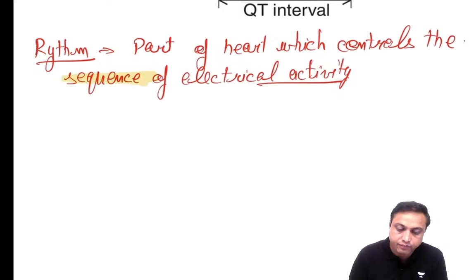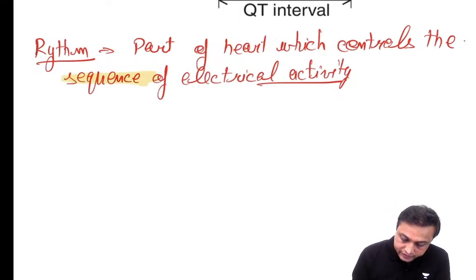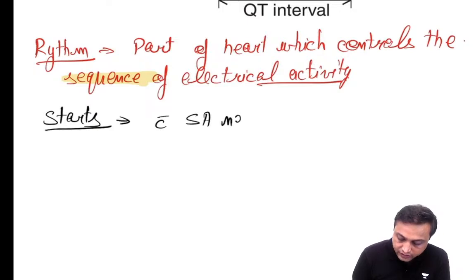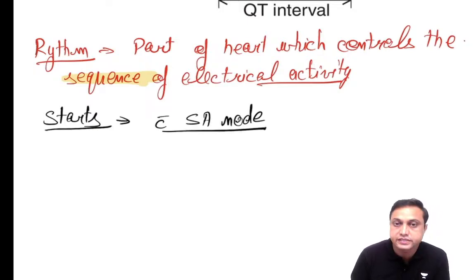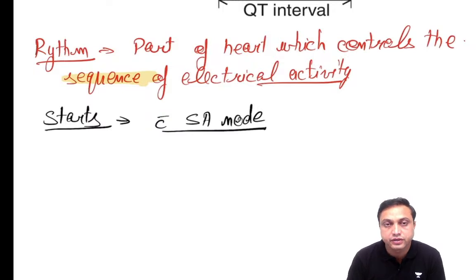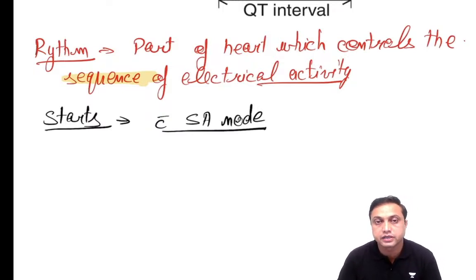Do remember this thing. From where does this rhythm start? Hanji, from where does this rhythm start? It starts with the SA node. It starts with what, Veda? It starts with the SA node. This is the basic thing we have to learn over here. So rhythm is a sequential electrical activity which is being controlled, right? And it starts with the SA node.